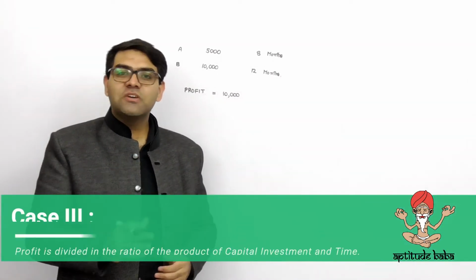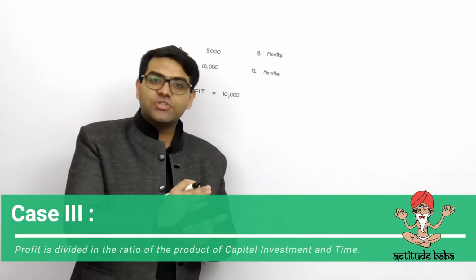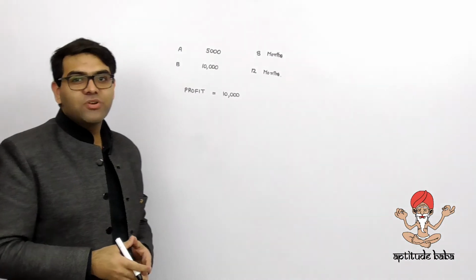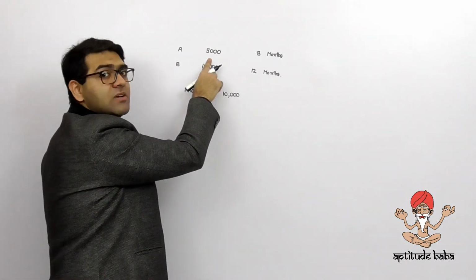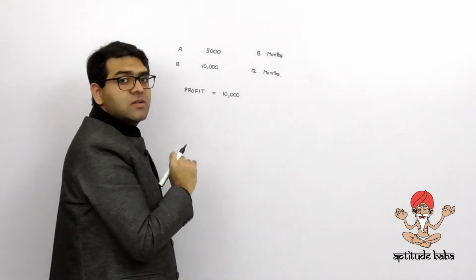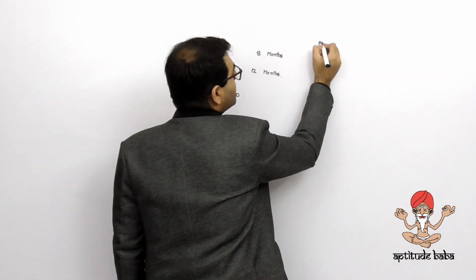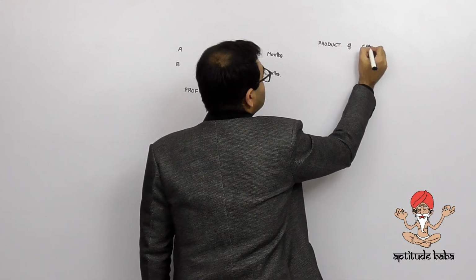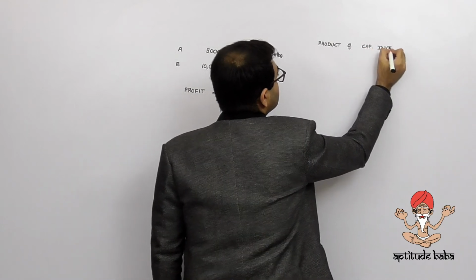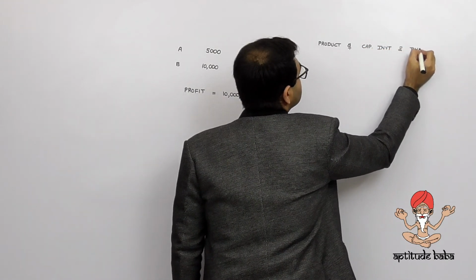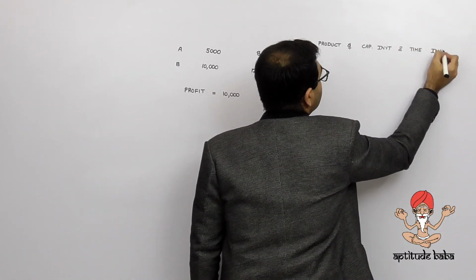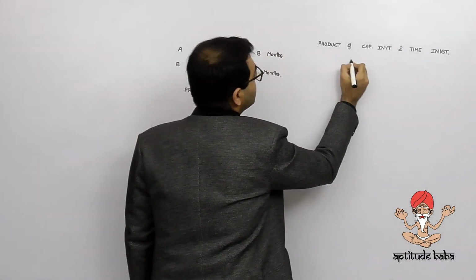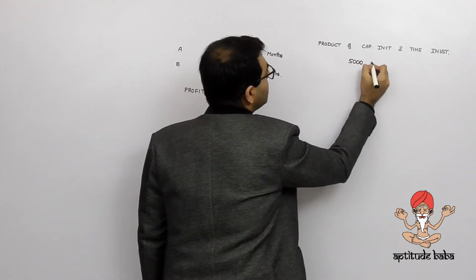So what we do here is that we divide the profit in the ratio of the product of capital investment and time investment. Let me elaborate what I am saying. यहाँ पे capital investment 5,000 का था, time investment 8 months का था. So first of all I am going to define the product of capital investment and time investment. Now, what is the product of capital investment and time investment for partner A? That is going to be 5,000 into 8.